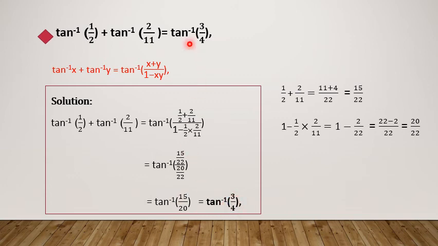That is, we reach this RHS. That is, tan inverse 1 by 2 plus tan inverse 2 by 11 is tan inverse 3 by 4. We proved the LHS equal to RHS. We start from LHS and we reach the RHS.